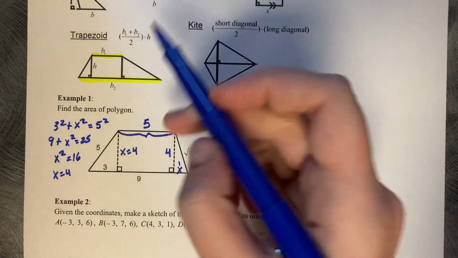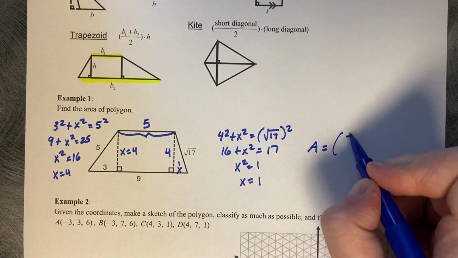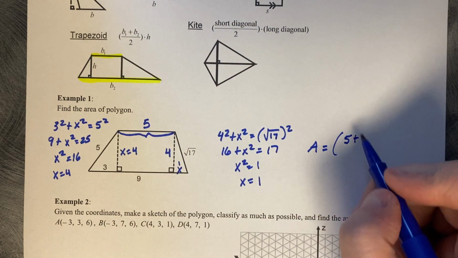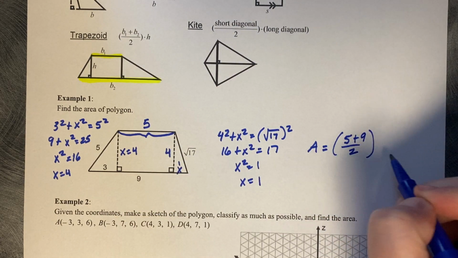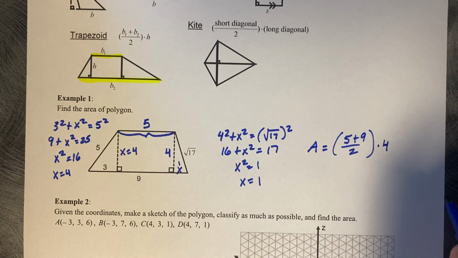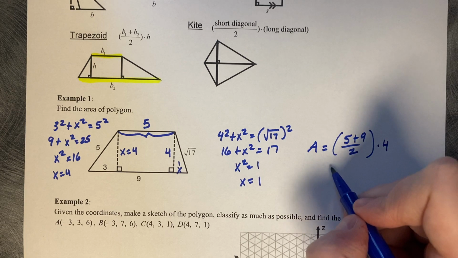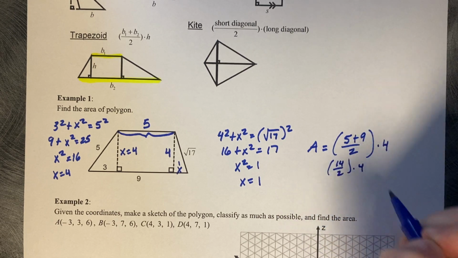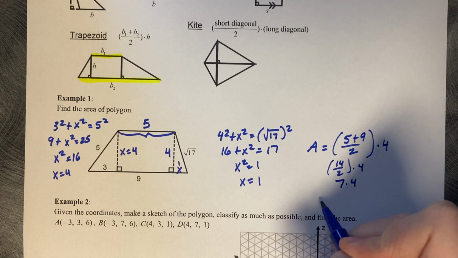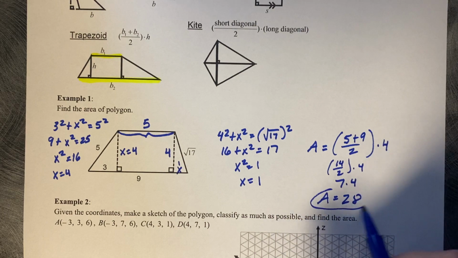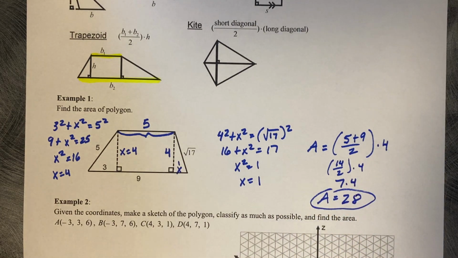So our area is going to be base 1, which is 5, plus my base 2, which is that long length of 9, divided by 2, times our height, which we calculated to be 4. So that's going to be 14 over 2 times 4, or 7 times 4. So our area is 28 units squared.